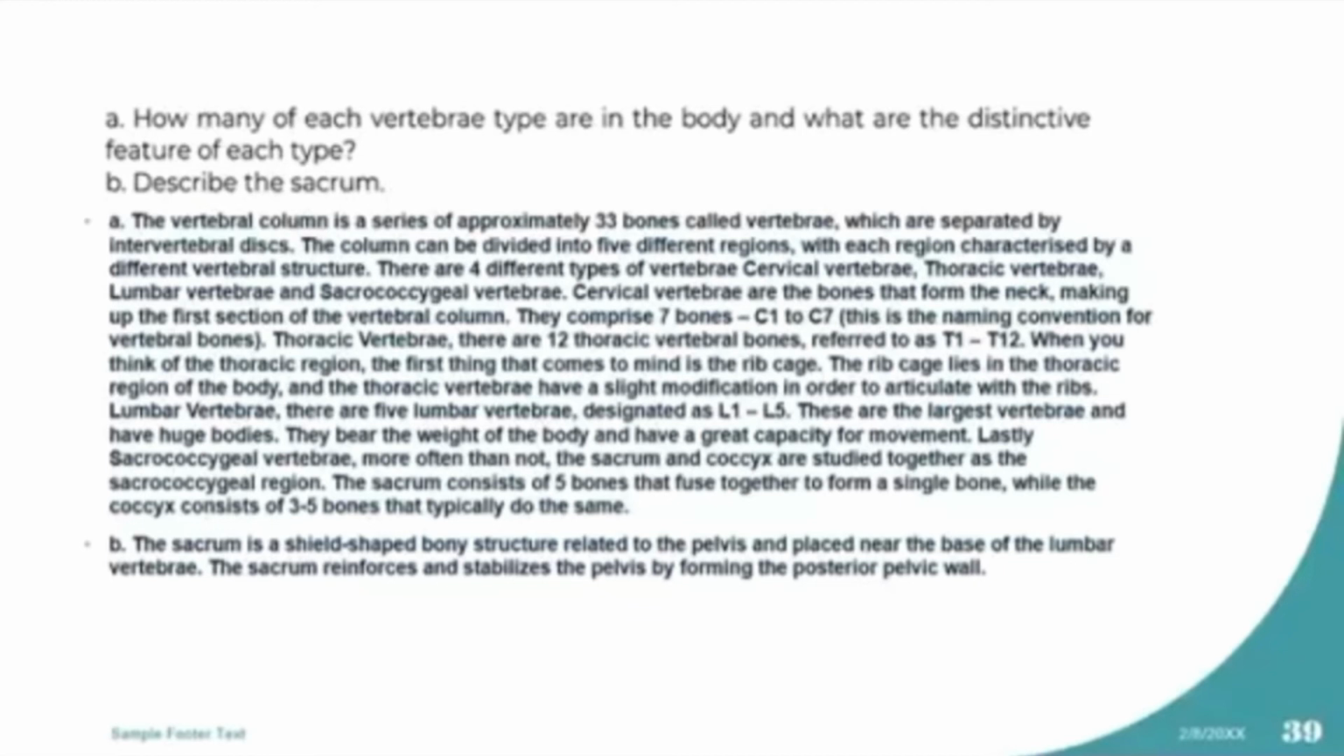So B, describe the sacrum. The sacrum is a shield-shaped bony structure related to the pelvis and placed near the base of the lumbar vertebrae. The sacrum reinforces and stabilizes the pelvis by forming the posterior pelvic wall.